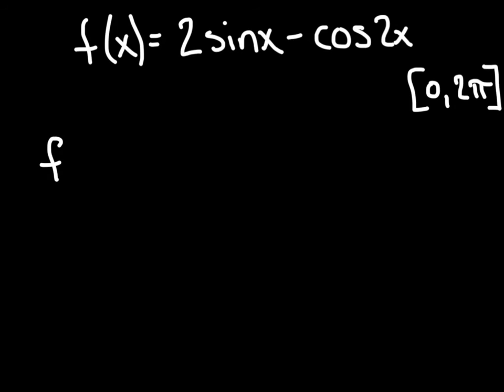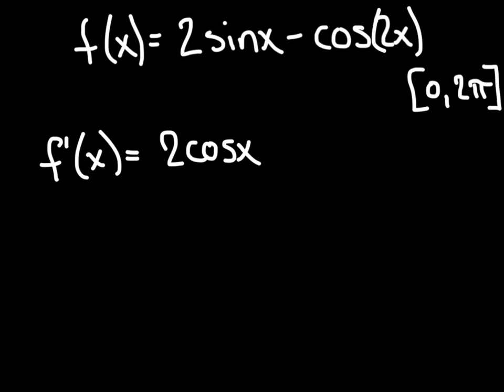So closed interval test says I've got to get the derivative. So I got 2 cosine of x, and then I'm thinking I've got a little miniature chain rule, and so I've got positive sine of 2x multiplied by 2 from the inner function.